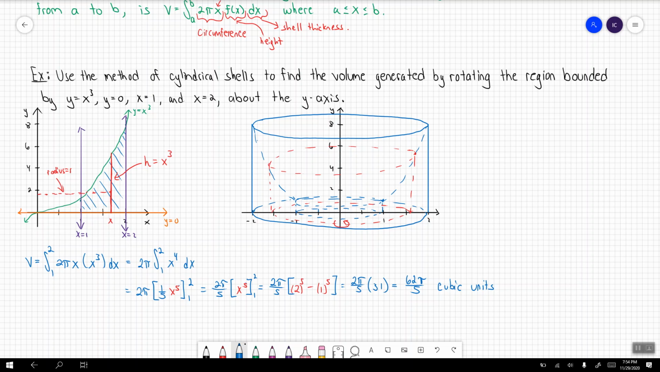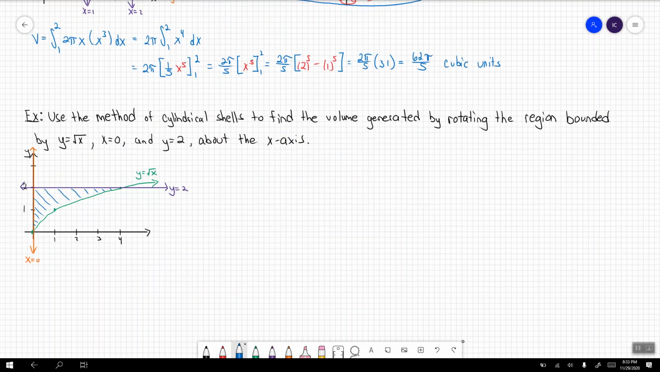Perfect. So let's see if we can do some more examples. All right, so here's a second question that we're working on that says, use the method of cylindrical shells to find the volume generated by rotating the region bounded by y is equal to the square root of x, x is equal to 0, and y is equal to 2 about the x-axis.